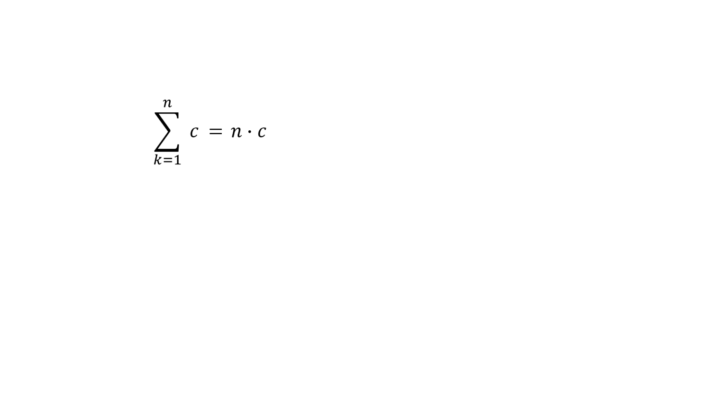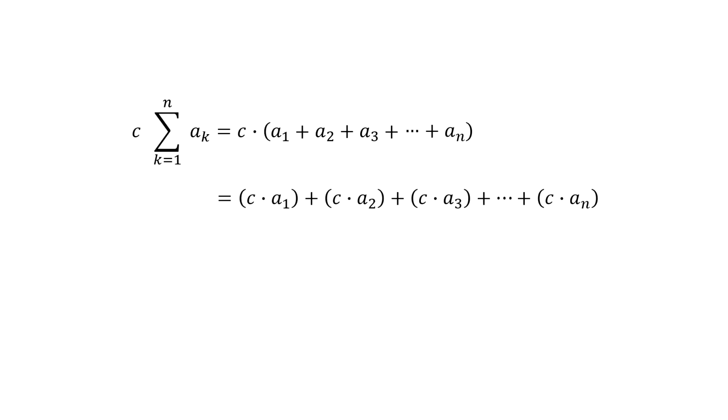Consider multiplying a series a_k by a constant c. This is the same as multiplying the whole sum by c. Apply the distributive property of multiplication over addition. We get this series. And we get this rule.